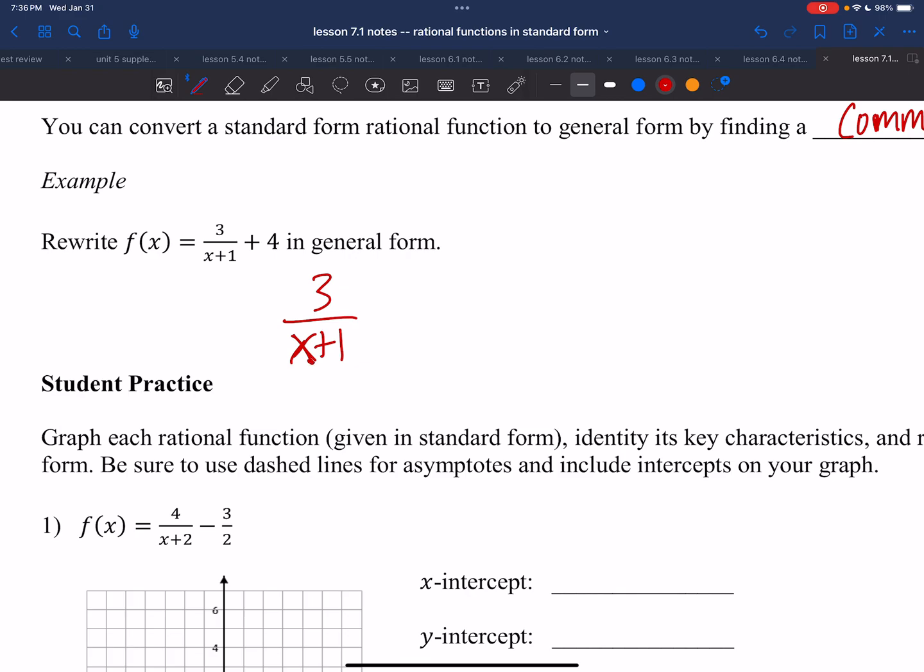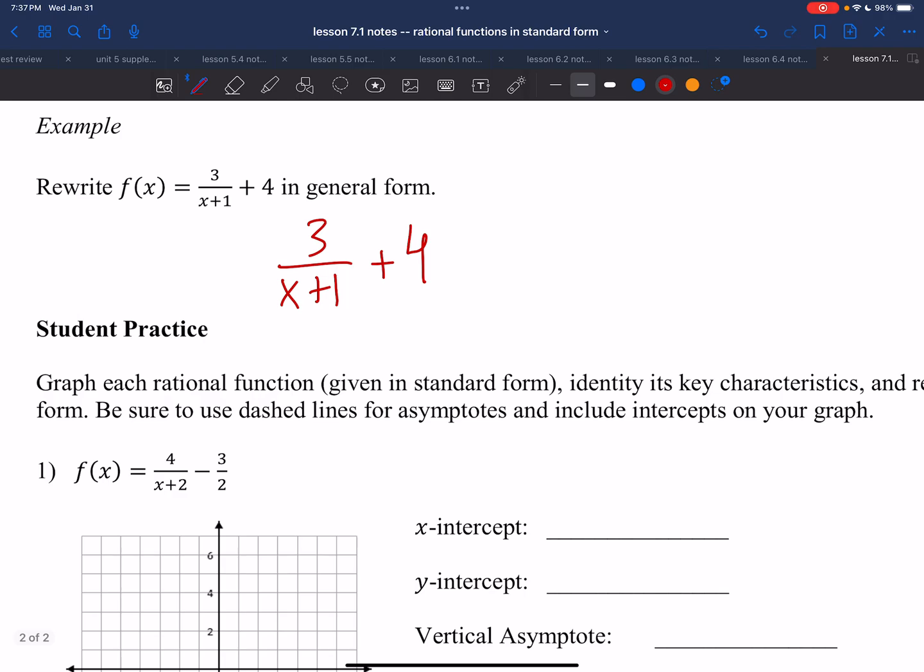Here we go. Fractions always give us trouble, right? We love fractions, but they're tricky. Say 3 over x plus 1, plus 4. In order to add these quantities, you must have a common denominator, right? I mean, how do I add 1/2 plus 1/3? I multiply this by 3/3 and this by 2/2, and that way I get everything in terms of sixths, right?